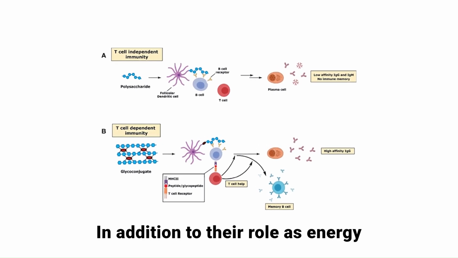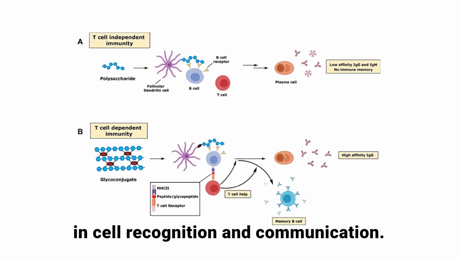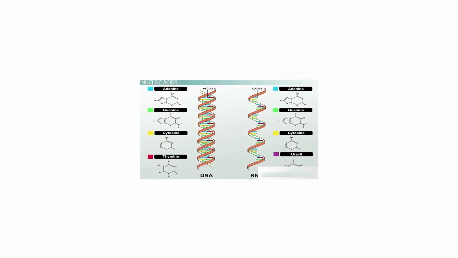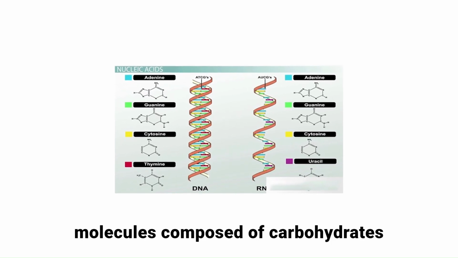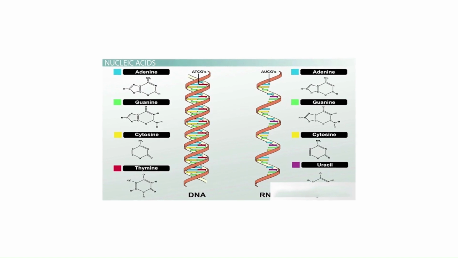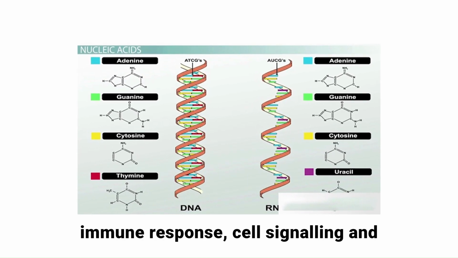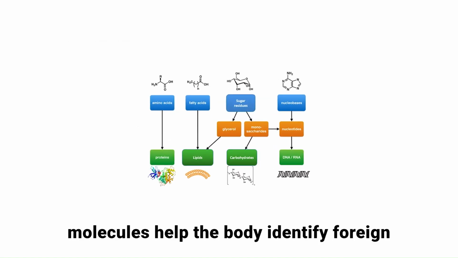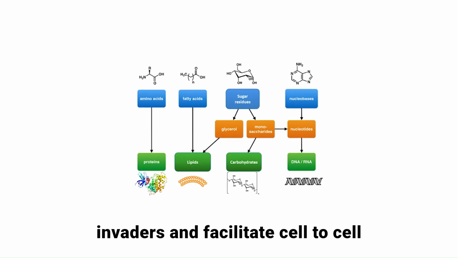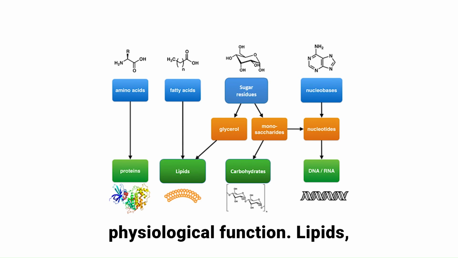In addition to their role as energy sources, carbohydrates are also involved in cell recognition and communication. Glycoproteins and glycolipids, which are molecules composed of carbohydrates attached to proteins and lipids, respectively, play a crucial role in immune response, cell signaling, and molecular recognition. These molecules help the body identify foreign invaders and facilitate cell-to-cell communication, ensuring proper physiological function.